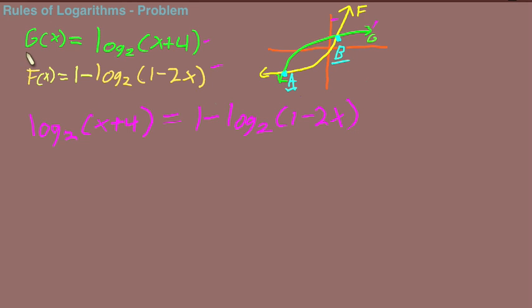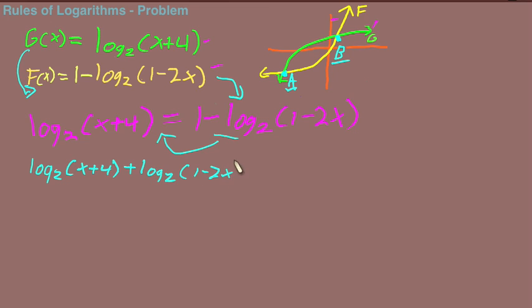So naturally, you just set the two equal to each other and solve algebraically, and that will give us a chance to use the rules that we had, or at least one. Starting out, this obviously moves to that side. So I'll rewrite log base 2 of x plus 4 plus log base 2 of 1 minus 2x all equals 1.